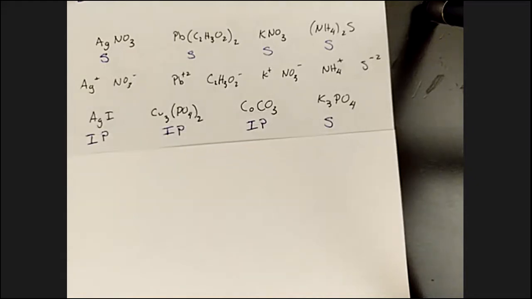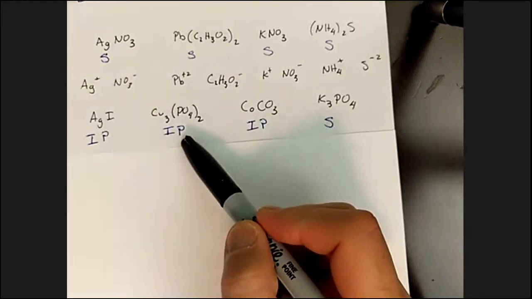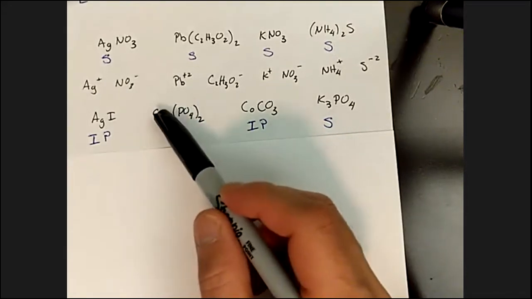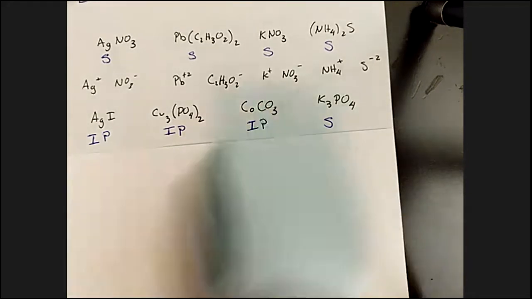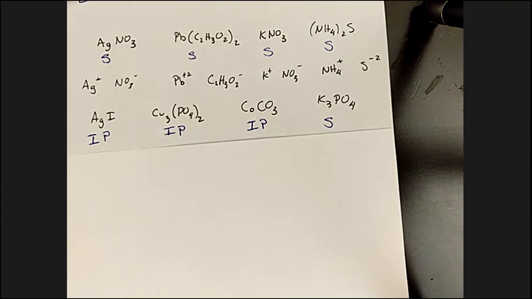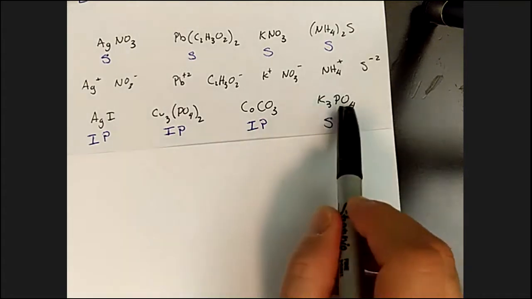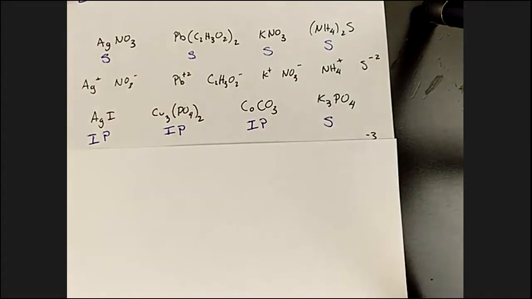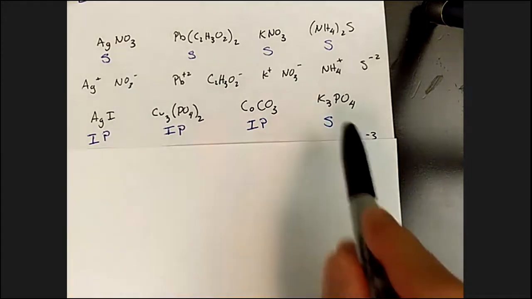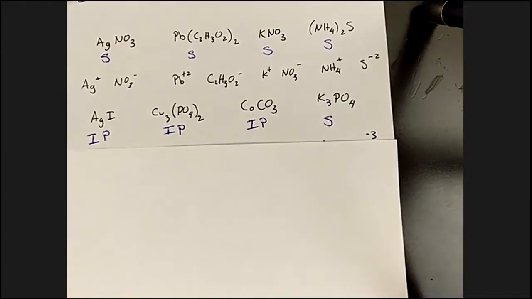Our phosphates were generally insoluble. So there wasn't a rule for copper here, but the phosphates were generally insoluble, and their only exceptions were things like the rule number 1 ions. Again, the carbonates are generally insoluble, so it didn't really matter what they're paired with unless it's one of those rule number 1 ions. Phosphates, again, were generally insoluble, except when paired with a rule number 1 ion, of which potassium is one. So this one becomes soluble because of the potassium.